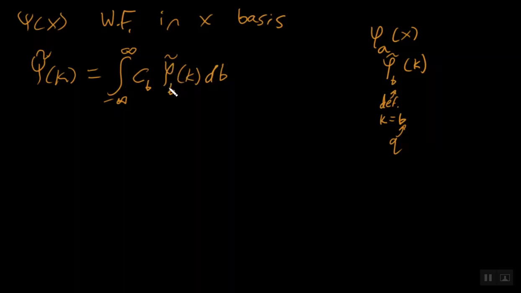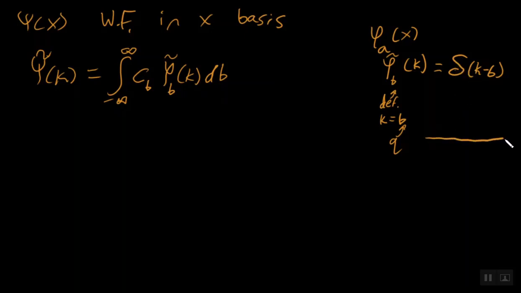And so now, what is this? What is phi tilde sub b of k? Well, just like it was in position space, if we think about it, this would be a delta function, delta of k minus b, which is the same as delta of b minus k. And what does this mean? This is a wave function.